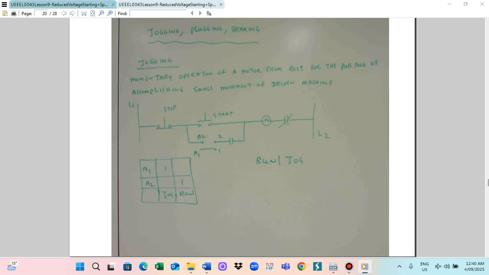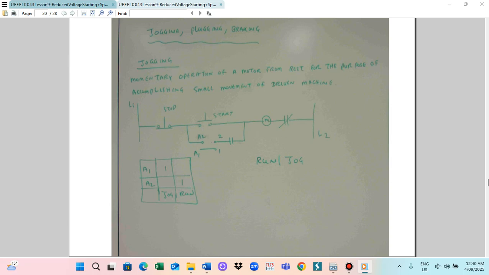So if you put the A1 on, the motor will be jogging. When the A2 is on, then we use the run. This is for the sequence switch. Sequence chart means that A1 is the switch on, so in this way we can do the jogging. A2 means that A2 is on, then we use the running.